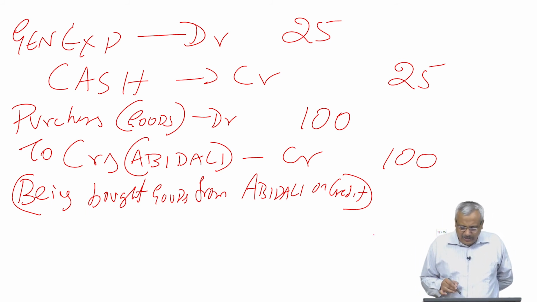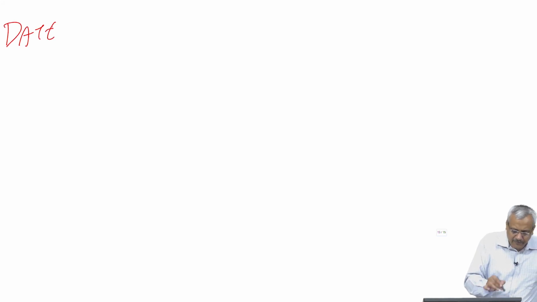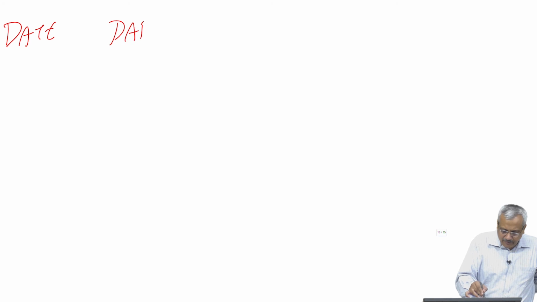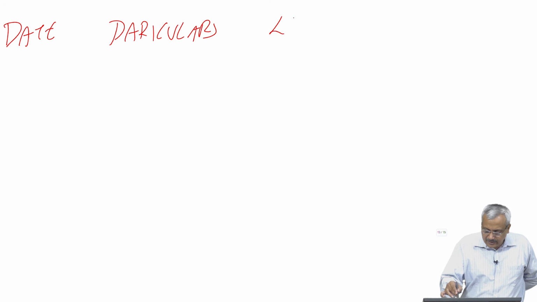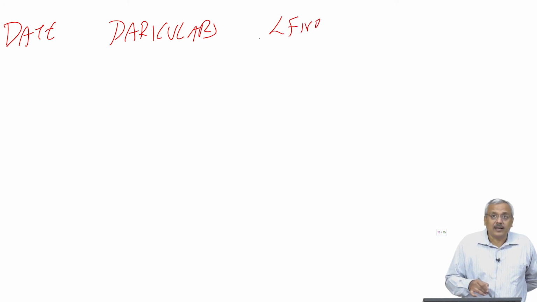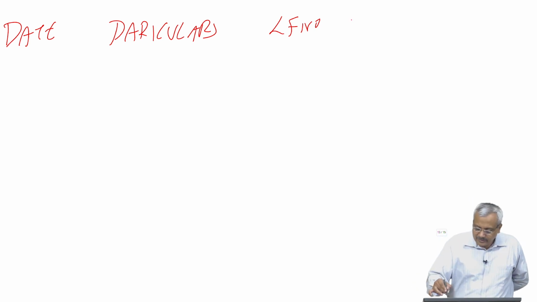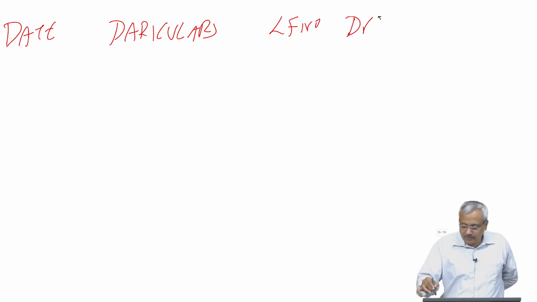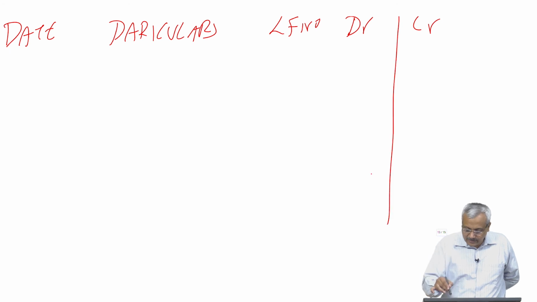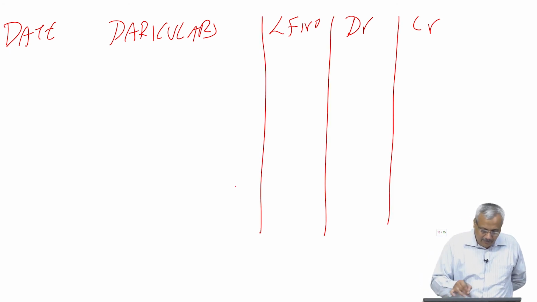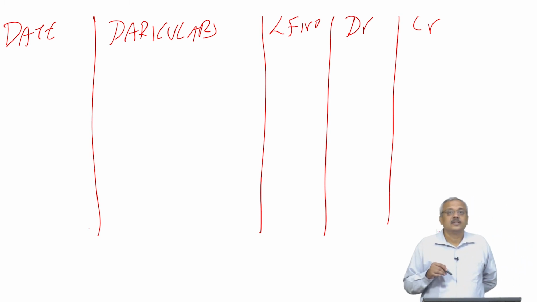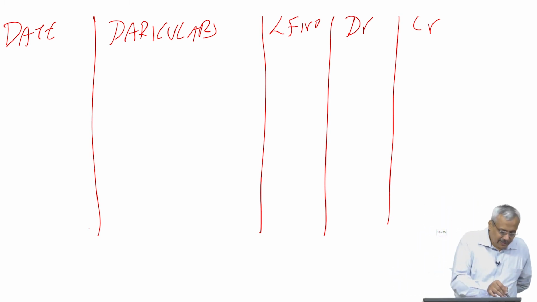Typically, a journal will always have a date column, then a particulars column, then a ledger folio number, that is, to which ledger it is being posted and what the number is. Then it will have a debit column and a credit column. That is how it basically operates. This is how journals typically look.